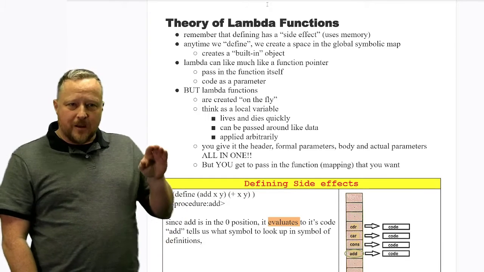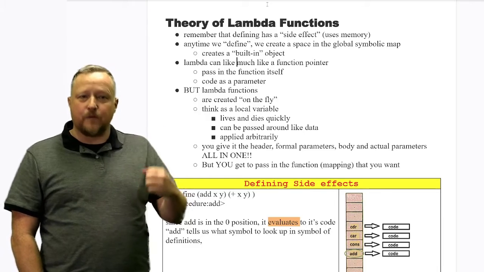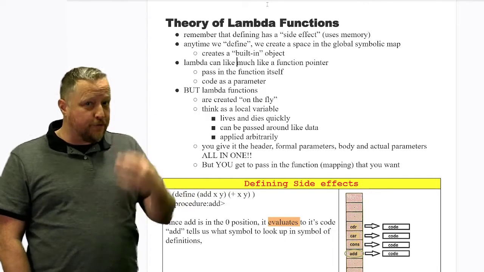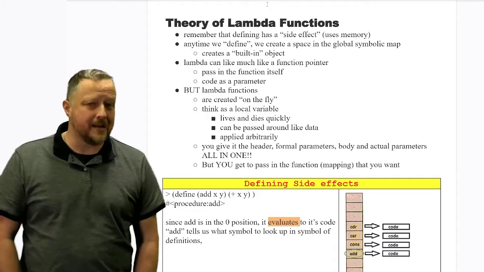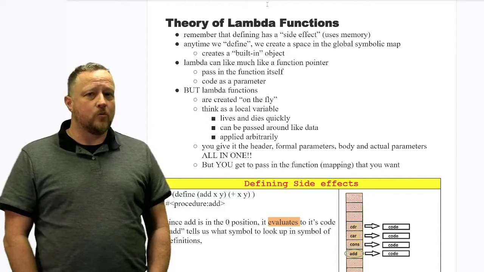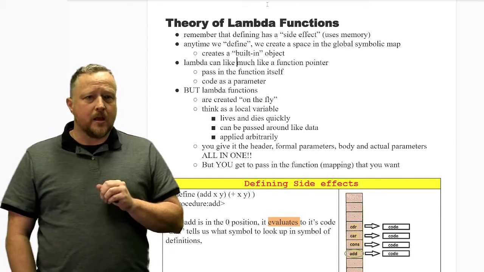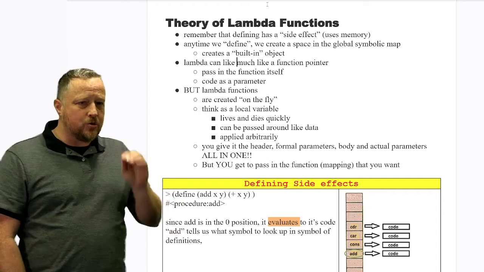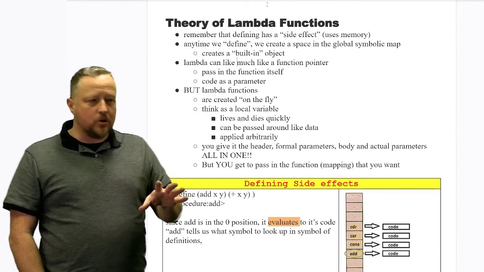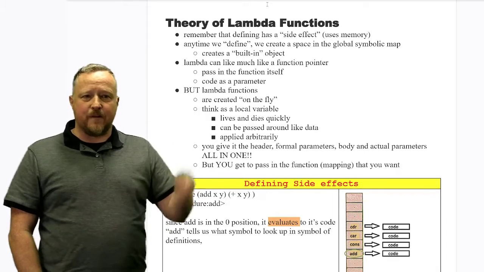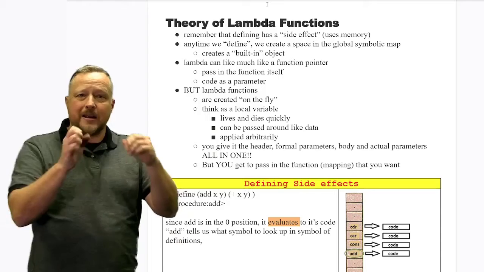Lambda functions can be much like a function pointer, where it actually passes itself as a parameter. You're like, wait a minute, passing a function as a parameter? We get into a lot more of that when we get into higher order functions, which is in a few weeks. But a lambda function is created on the fly. Think of it as a local variable that's going to live and die very quickly, can be passed around like data, and it's applied arbitrarily in your code.